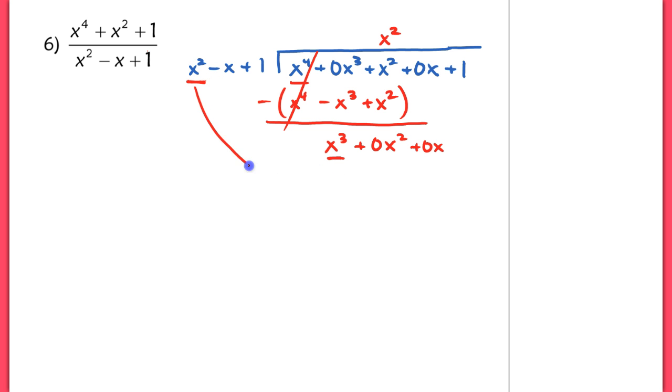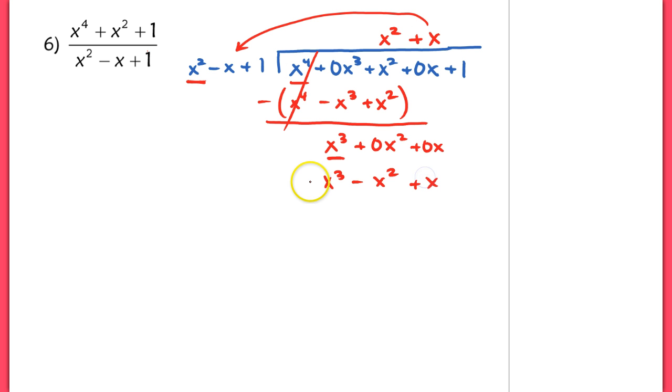How many times does x squared fit into x cubed? That fits in x times. So now I have to multiply x times this polynomial on the outside. So I have x cubed minus x squared this time. x times negative x is negative x squared. Then x times 1 gives me a positive x. Remember, you are subtracting this whole amount. Let's put it in parentheses and subtract that.